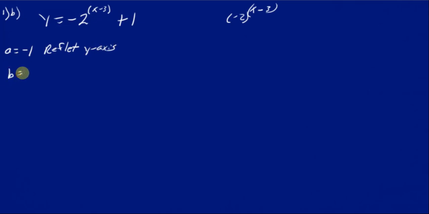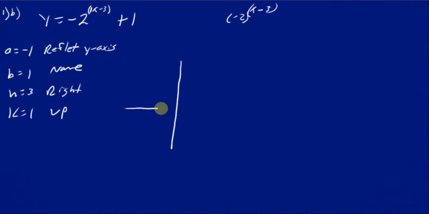B, in this case, is 1 right in front of the x here. That does nothing. H is going to be a +3. That's going to move me right 3 units. And k is equal to 1, so that's going to go up. All right, so first thing we move, as always, is going to be that horizontal asymptote, which is simply your y value, so y is equal to 1.